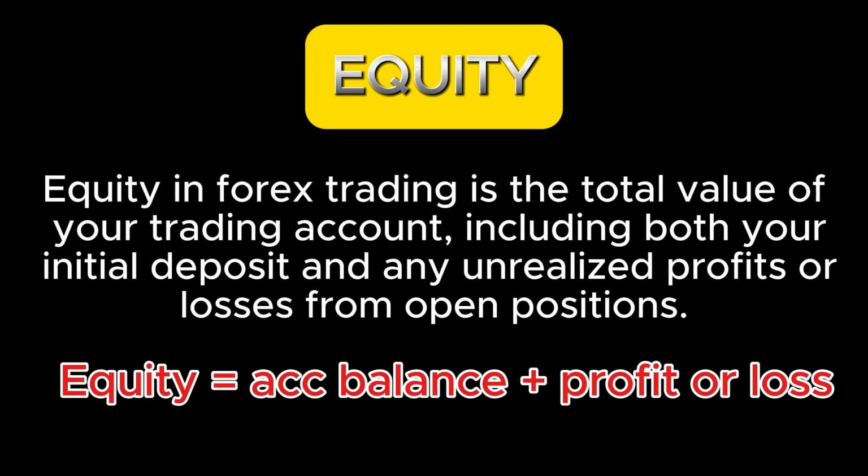For example, if you have $1,000 in your account and you have an open trade with an unrealized profit of $200, your equity will be $1,200. That is your initial $1,000 deposit plus the profit you made, which is $200. On the flip side, if you have an unrealized loss of $200, your equity will be $800, because if you minus $200 from your $1,000, that should be $800.